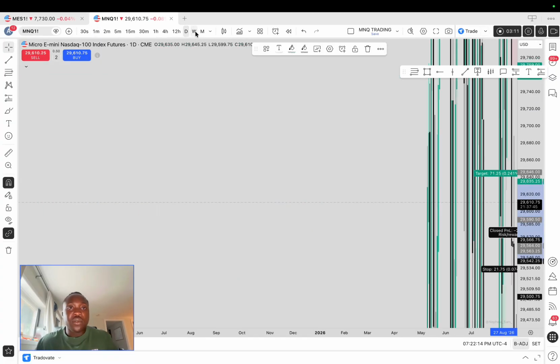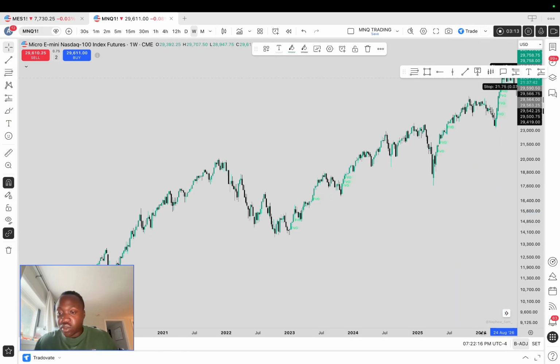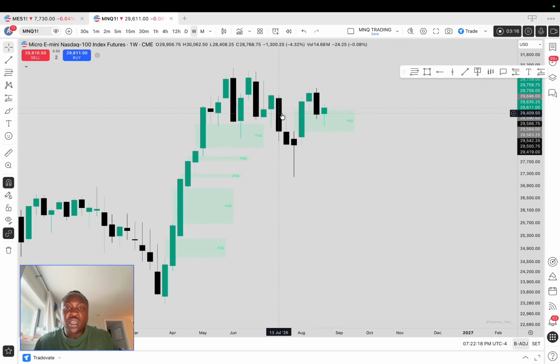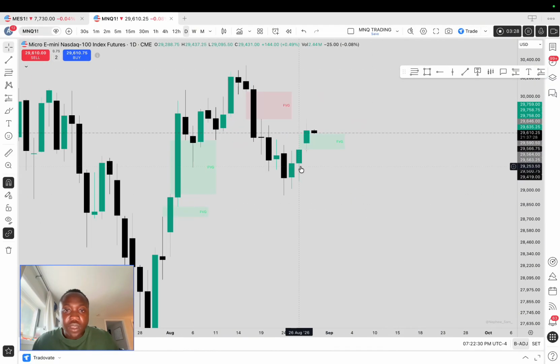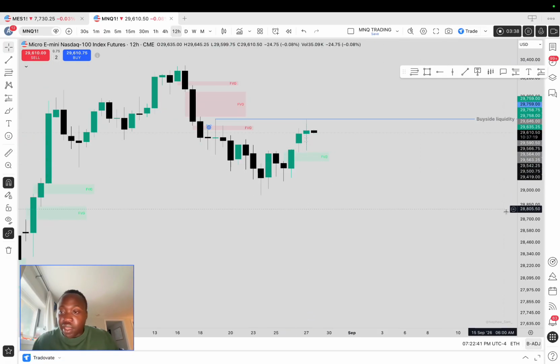So we'll go on the weekly as always. We've traded into this weekly gap here, but we can't use that. We look at the daily. Do we have anything on the daily? No, just the previous day daily right here. Do we have any sweeps? Any trades into new fair value gaps? No, nothing. And then we look at the 12-hour.